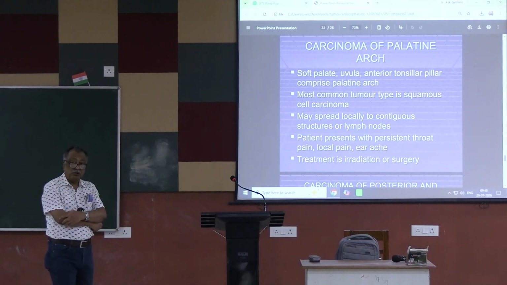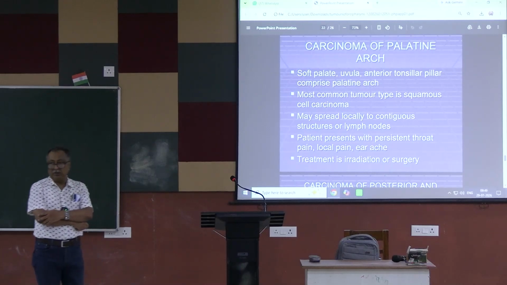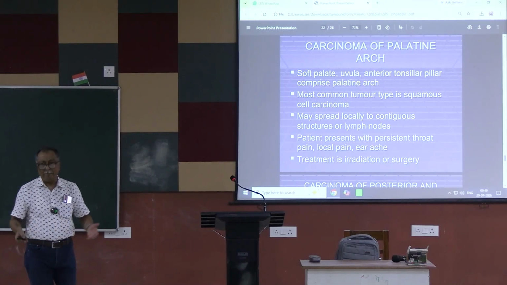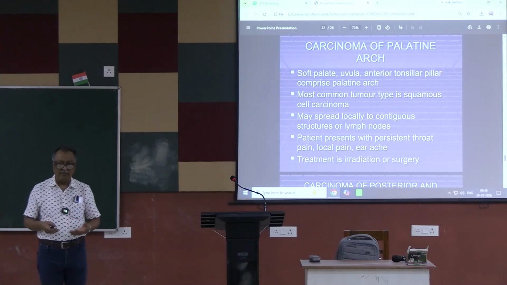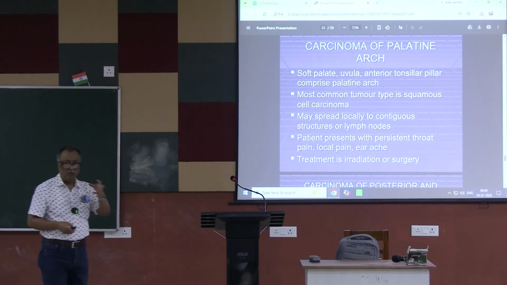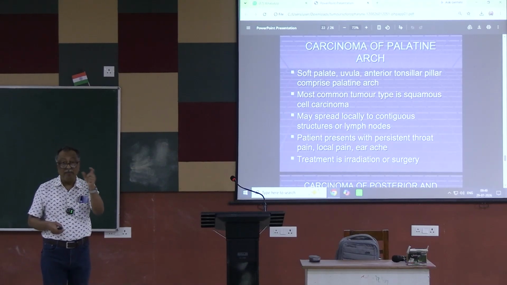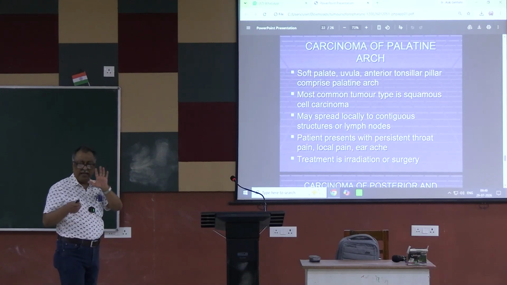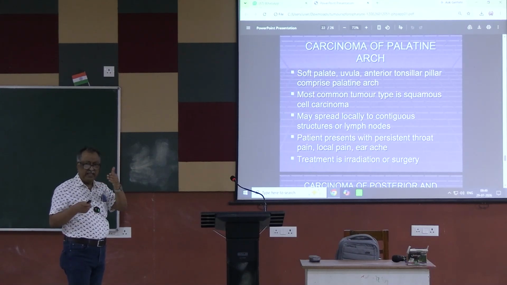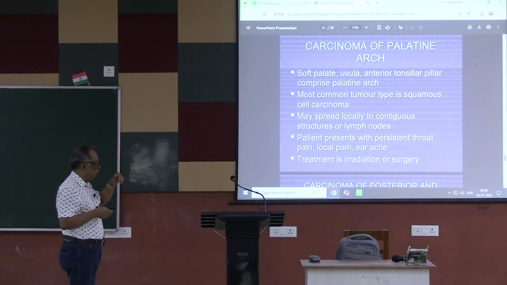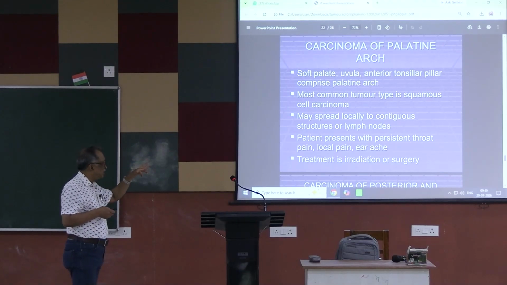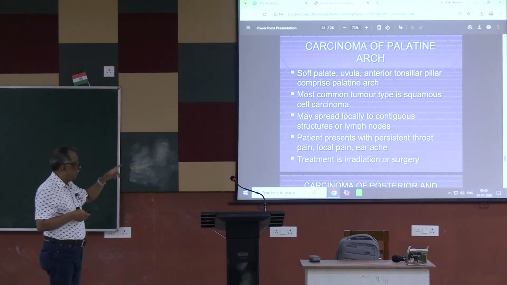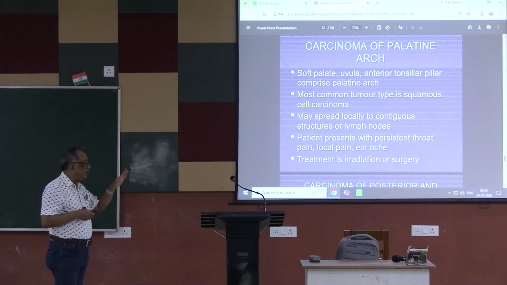Carcinoma of the palatine arch is also common. The tonsils are not involved, the patient complains of pain and consulted the dental surgeon several times, but when you examine, you find an ulcerative growth involving the anterior pillar and the soft palate. The most common tumor type is squamous cell carcinoma. In this area, the tonsil and pillars of the tonsil, it is a squamous carcinoma. The main spread is to the lymph node, presenting with persistent local pain and earache. Treatment is irradiation and surgery.